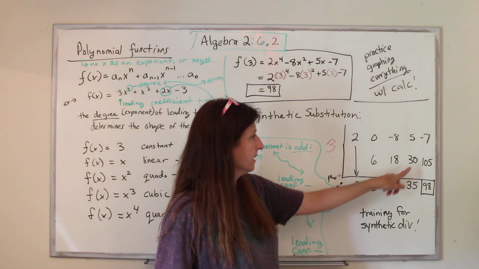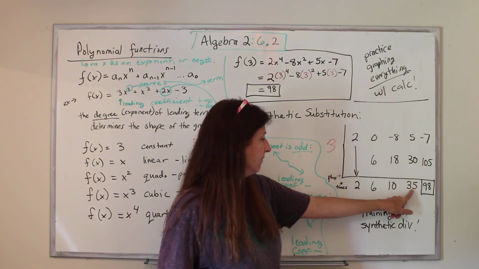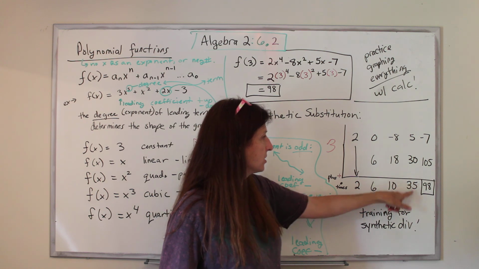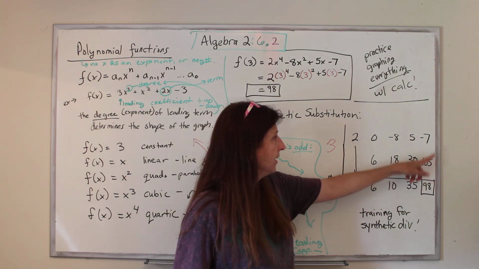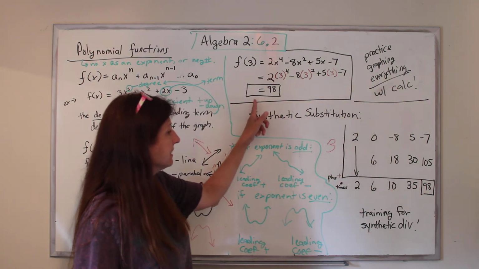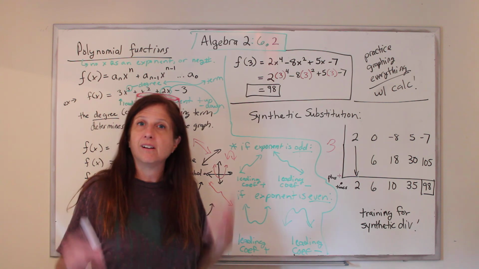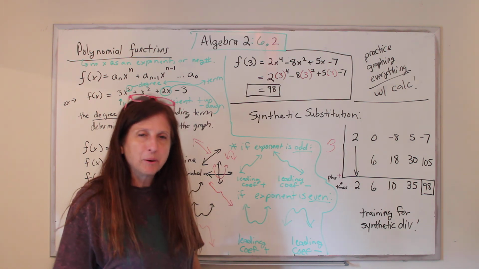3 times 10 is 30. 5 plus 30 is 35. 3 times 35 is 105. -7 plus 105 is 98. Ding, ding, ding, same answer. We're doing the same thing, but much harder. But I promise it'll be worth it in the end.